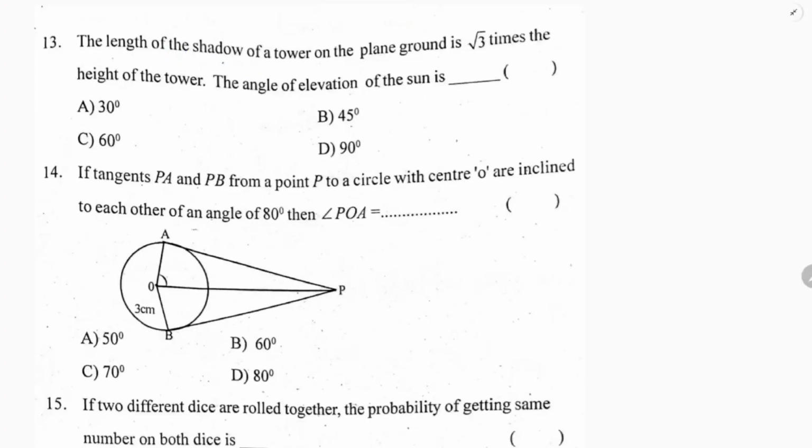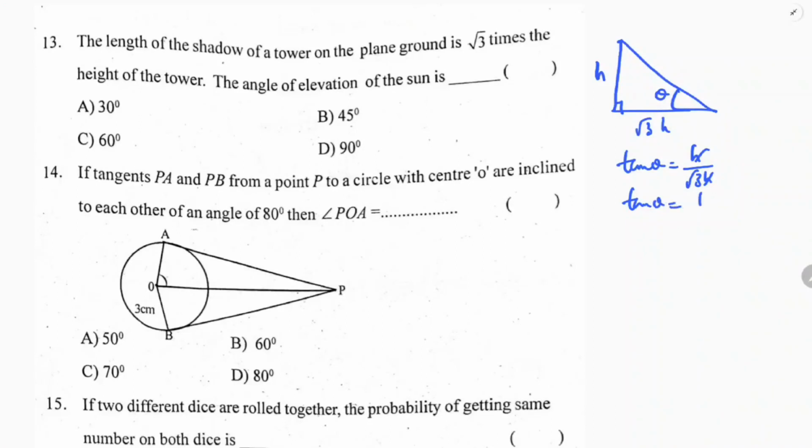The length of a shadow of a tower on the plain ground is root 3 times the height. If we consider height as h, shadow is root 3 times h. Find the angle of elevation. We need to find theta. So tan theta is opposite, h, by adjacent, root 3 h. So tan theta is 1 by root 3. 1 by root 3 you'll get in the table for tan 30. So theta is 30 degrees. So the correct option is A.